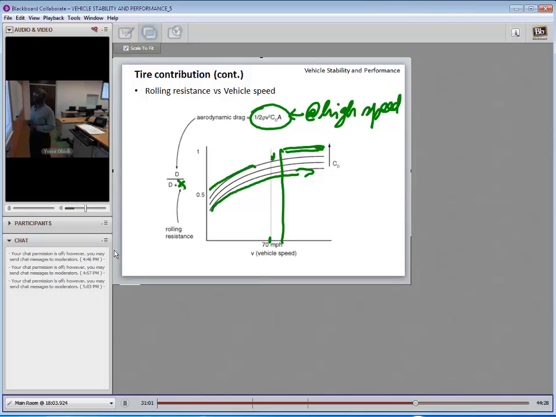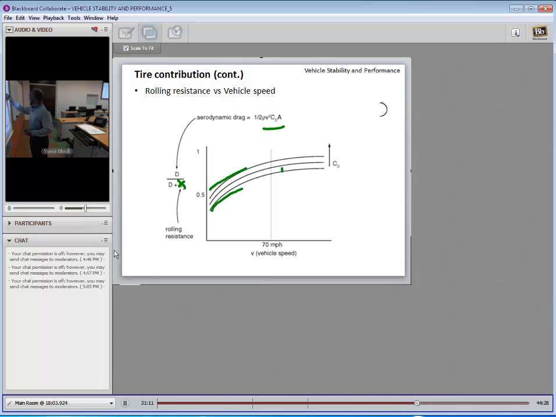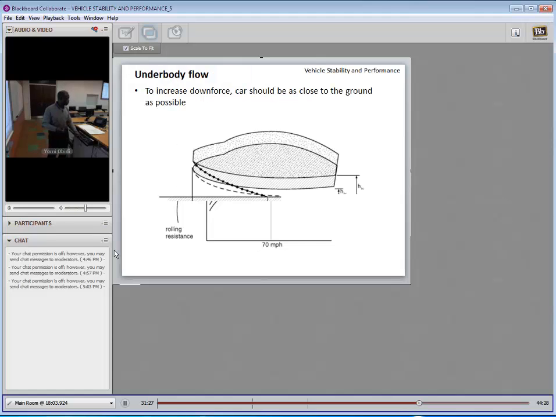Okay. So what all these are showing is the significance of aerodynamics at high speed. It's a high-speed phenomenon. Well, got to be careful about what we define as high speed. When you start to have a speed beyond 50 miles an hour, in almost all cases, the aerodynamics becomes very significant.